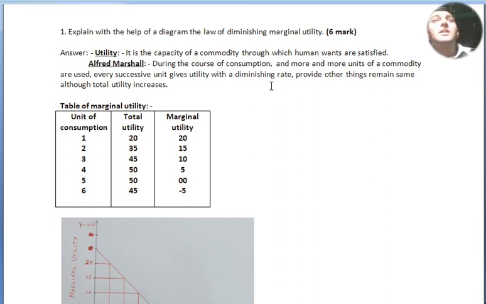Utility. Question number 1, explain with the help of a diagram the law of diminishing marginal utility for 6 marks. Utility is the capacity of a commodity through which human wants are satisfied. Alfred Marshall: during the course of consumption, as more units of a commodity are used, every successive unit gives utility at a diminishing rate, provided other things remain the same, although total utility increases. A table has been given over here. Unit of consumption 1, 2, 3, 4, 5, 6. Total utility 20, 35, 45, 50, 50 and 45. And marginal utility, again we are getting high, low, low, low, low. Then it comes to 0, that is the point of saturation, and then negative.